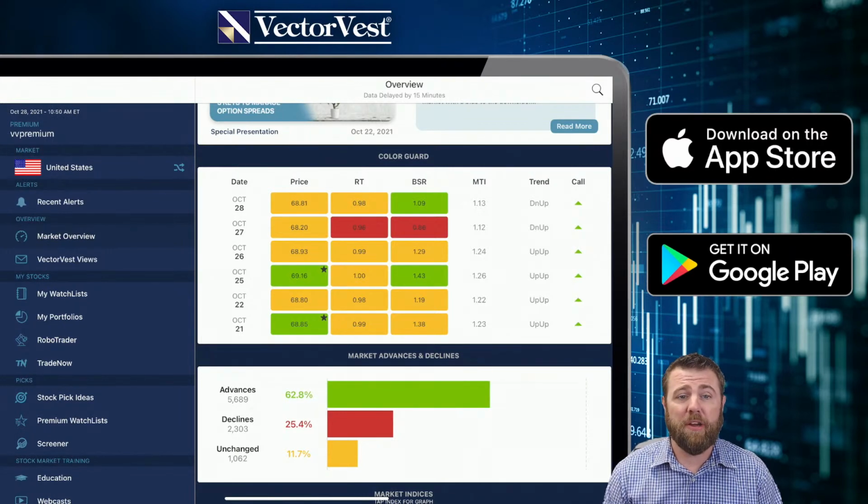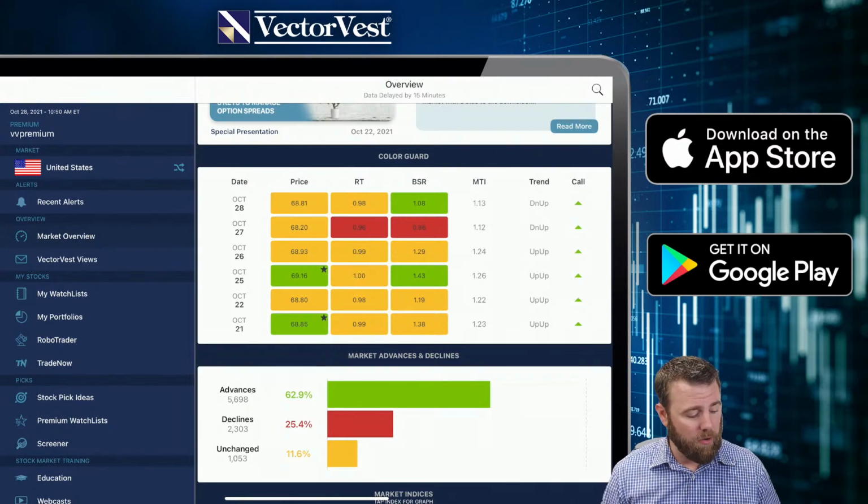And then the last column here is our calls column, which stands for our confirmed calls, and our confirmed calls are our most conservative timing system. They're our last signal to get into the market and our last signal to get out. As we can see, we still remain in that confirmed up situation as of today.